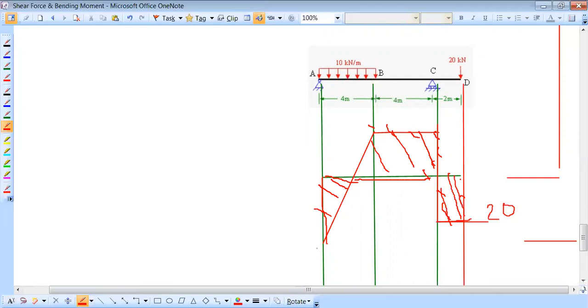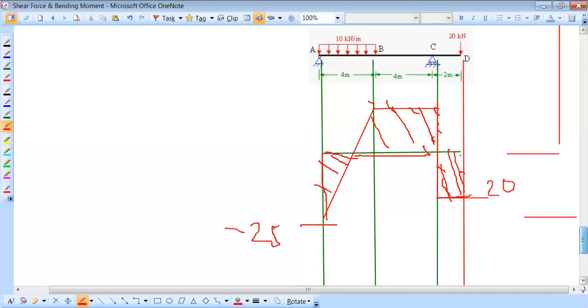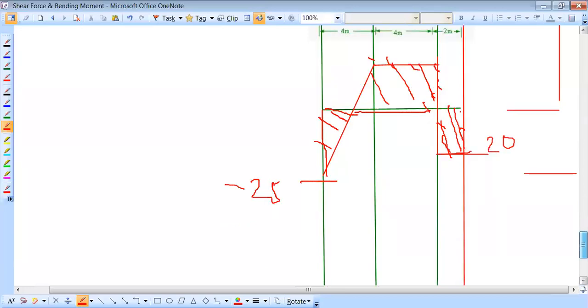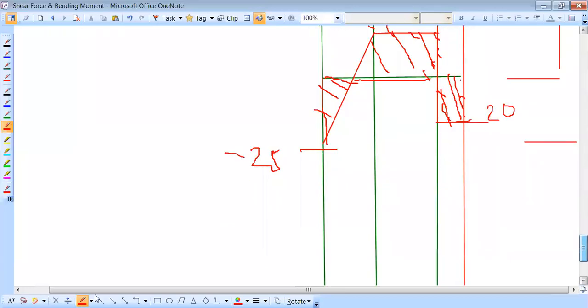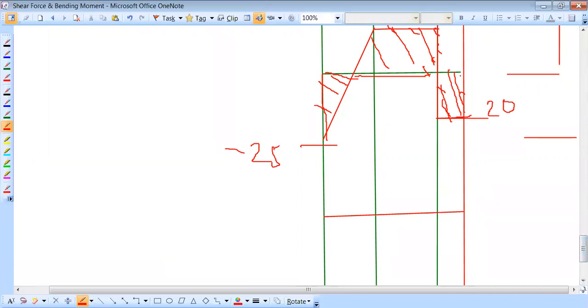So this point is minus 25. Then draw the beam diagram. Again take one reference line here, again a reference line from here. Then draw the BMD. BM at point A is equal to how much? It is equal to 0. We have already seen that.